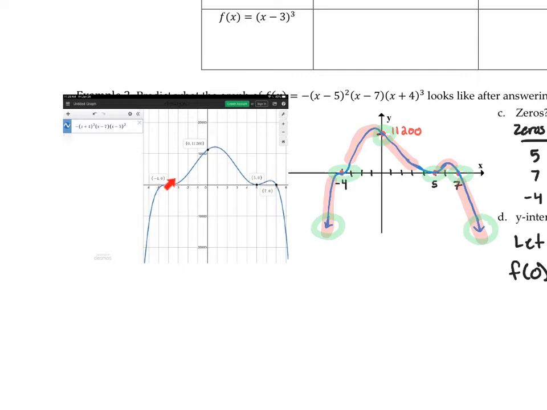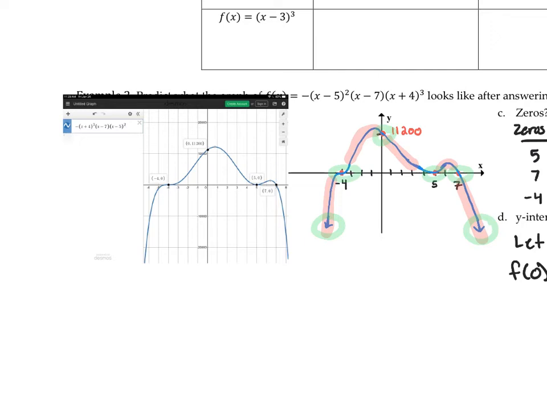But we do seem to have the right behavior around 4, we have the right behavior around 5, we have the right behavior at 7, and we have the correct value for the y-intercept. The only difference is where I put that turn. So that is basically what we're doing.